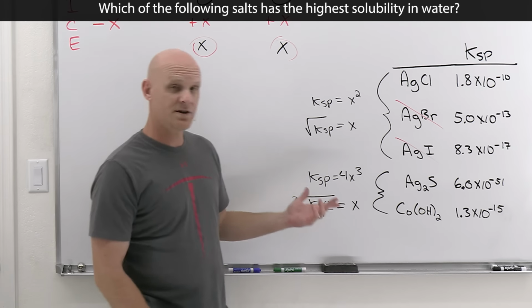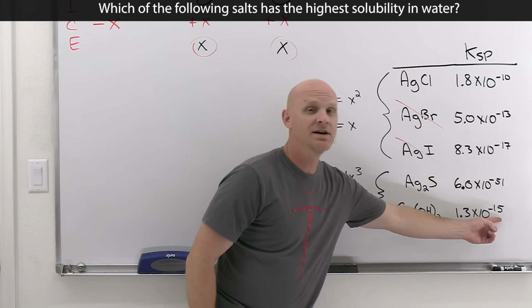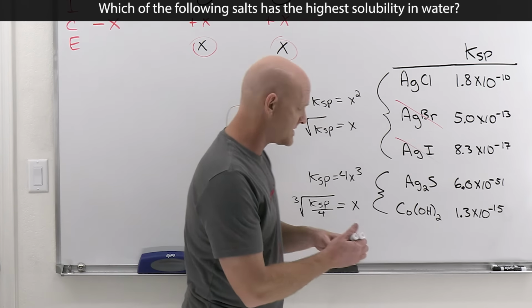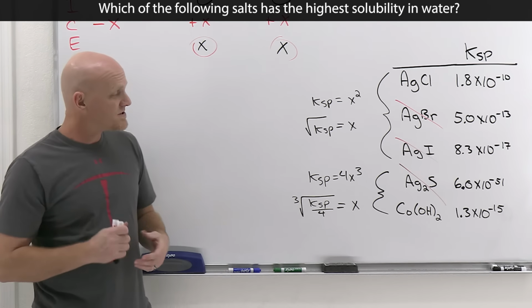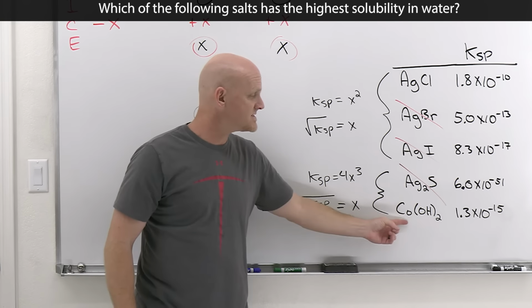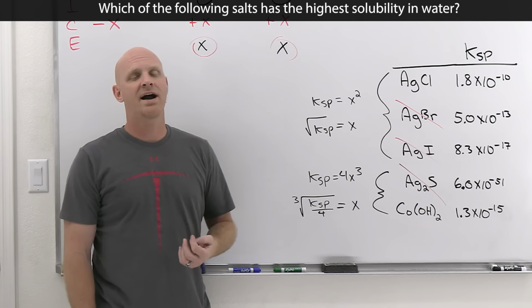Well, in this case, I can definitely see which one's higher. 10 to the negative 15 is definitely larger than 10 to the negative 51. And so we can get rid of these right here. And so the question then becomes, in comparing AgCl and Co(OH)2, which one's going to have the higher x value?